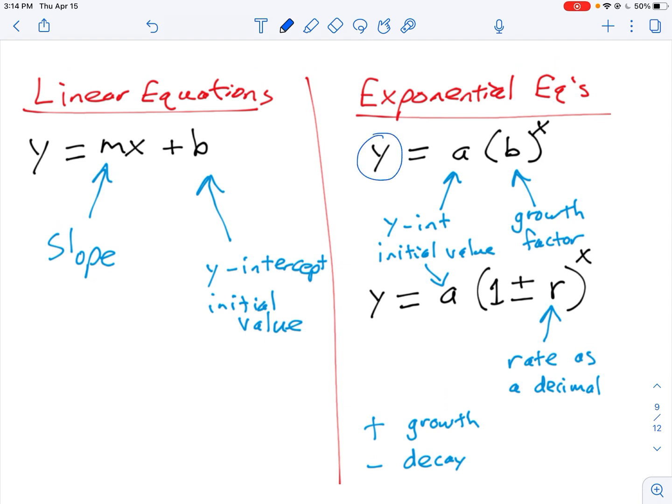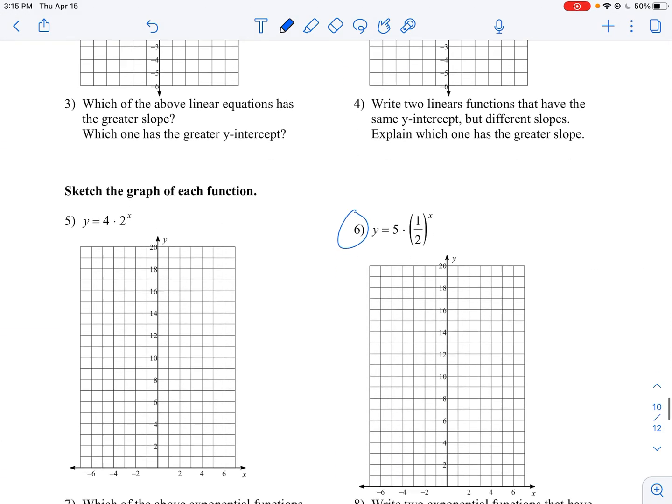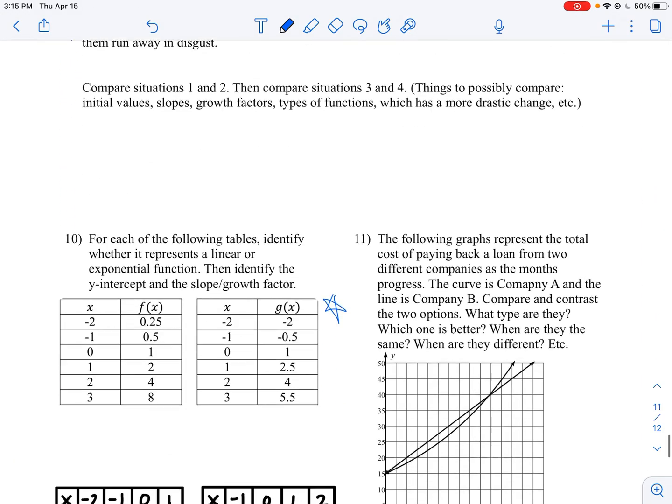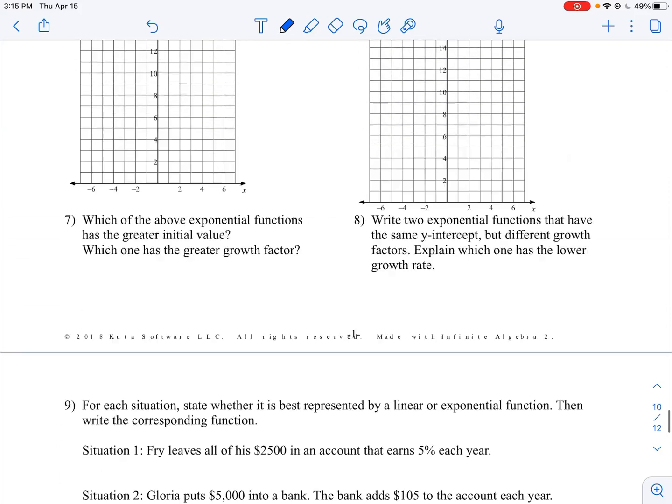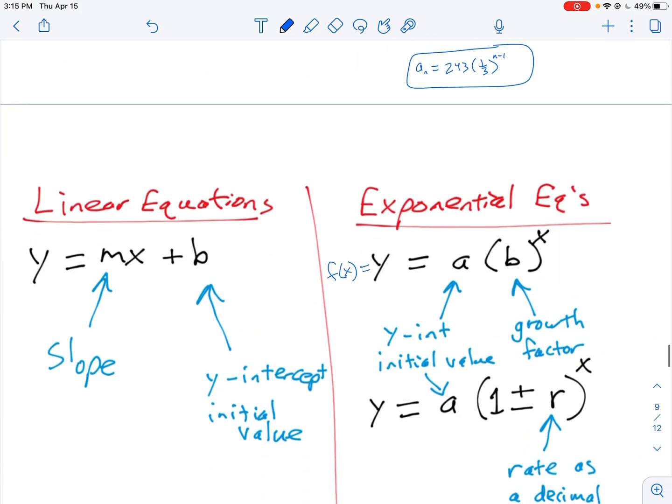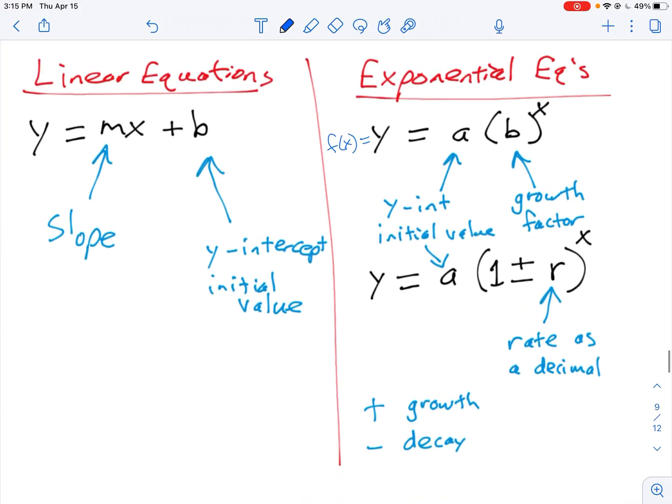And I do want to reiterate that if it says y, you can also put f of x, and it means the same thing. And you're going to see that a lot on the review. There's some y's. You'll see things like f of x, g of x, and they mean the same thing. So they're interchangeable for the most part. But there's a difference between linear situations, linear equations, linear functions, and exponential ones.